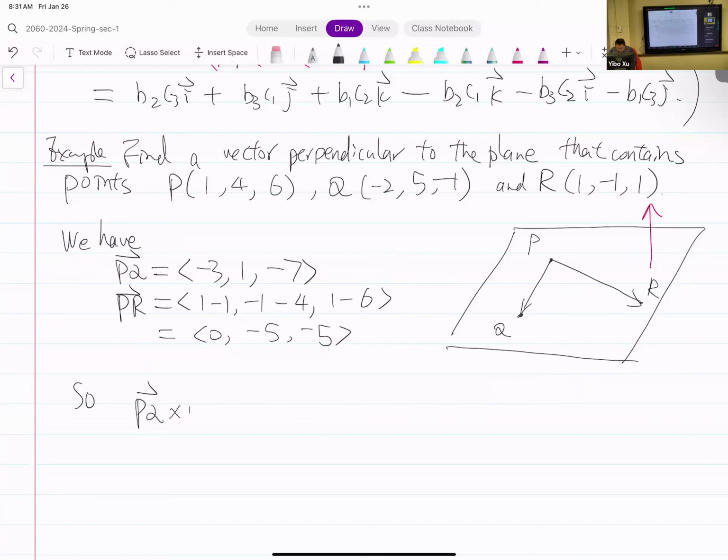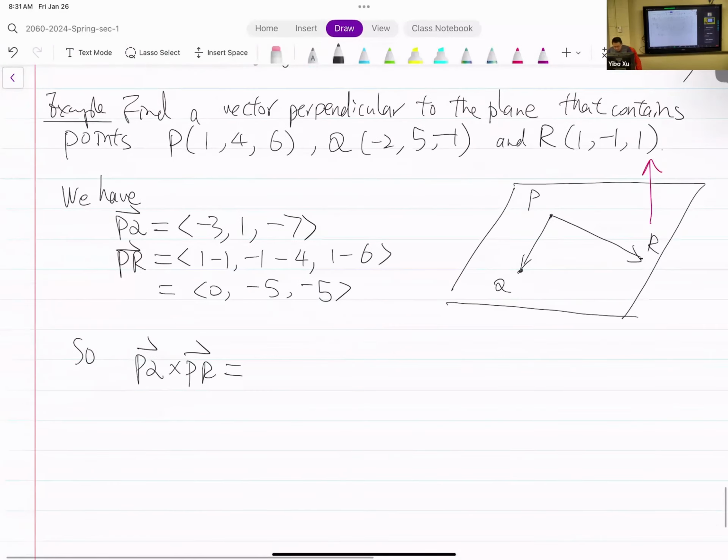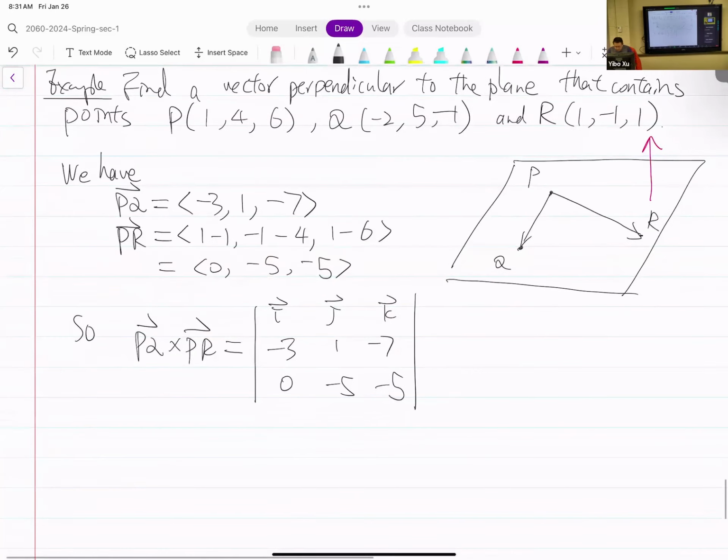PQ cross PR. So let's play with that, all three determinants. That's actually the favorite way that I personally prefer. IJK on the first row. PQ is -3, 1, -7 on the second row. PR is 0, 3, -5 on the third row. Now let's just calculate by the definition.